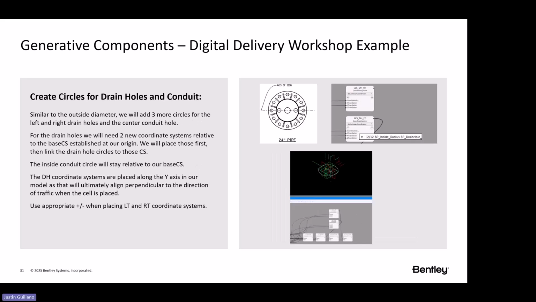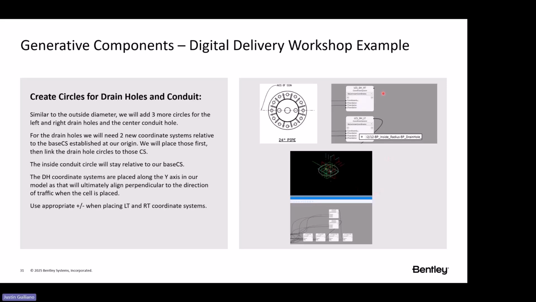Next, we're going to create the smaller circles on the inside of the base plate for the conduits. Again, we're going to follow a similar method of placement. We're going to use that same technique of by center radius, and then we're just going to use a couple other coordinate systems relative to our base CS to place those.